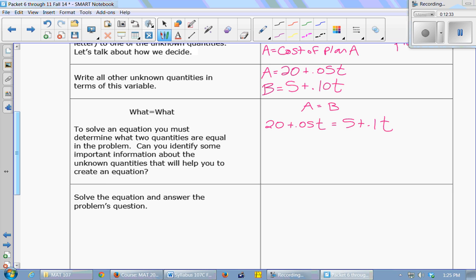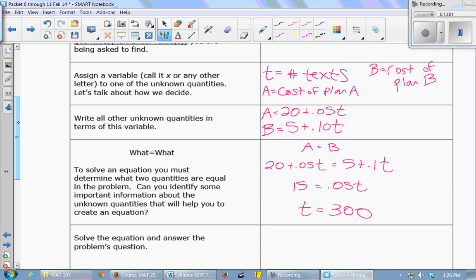Combine like terms, so I'm going to move the 5 over to the left and I get 15. Move the 0.05 T to the right and I get 0.05 T, because 0.1 minus 0.05 is 0.05. Divide both sides by 0.05 and you get T equals 300. So what's the answer to the question? 300 texts. Yeah. So if you forget what the heck you were doing, like you got lost in the algebra, you go back and you go, oh, T represents the number of texts. I wrote it up here.